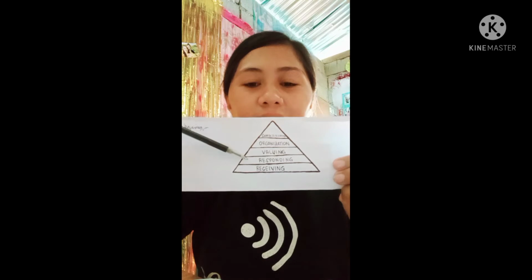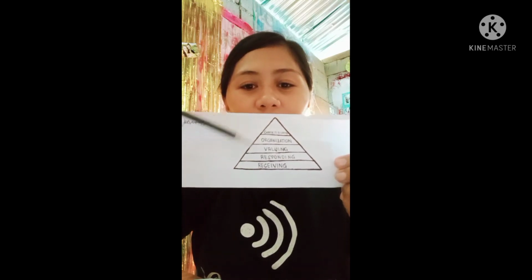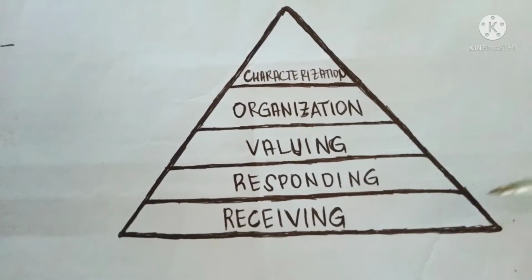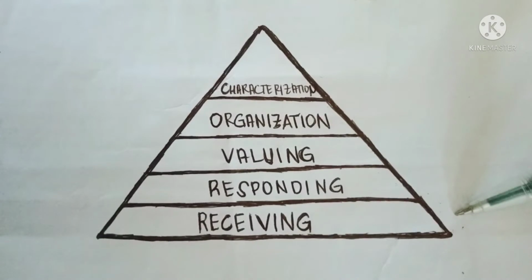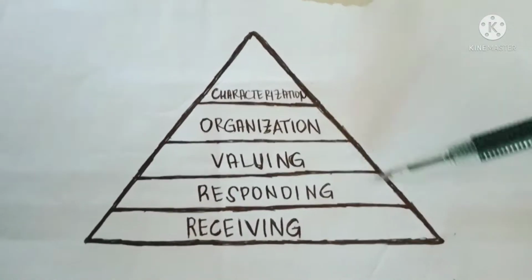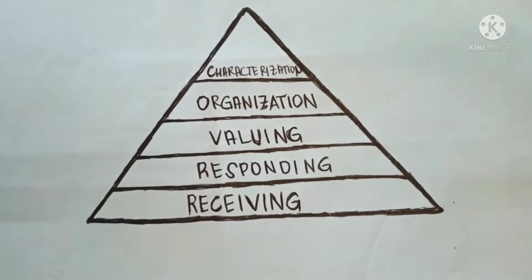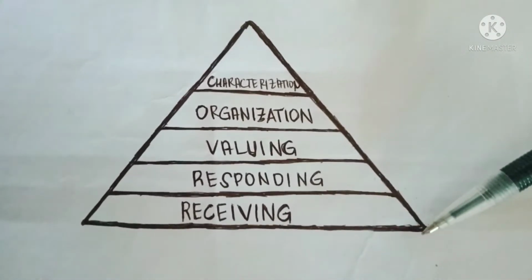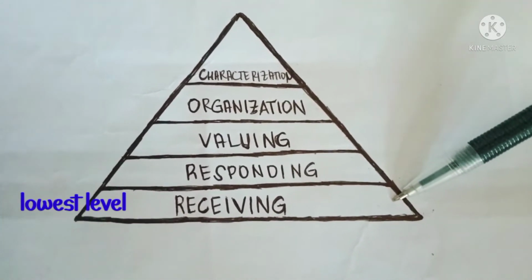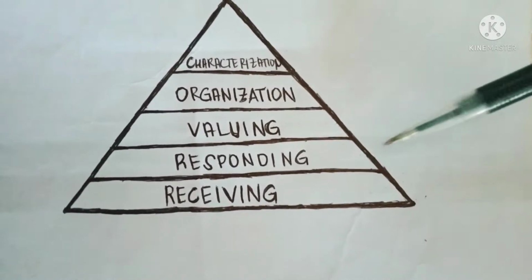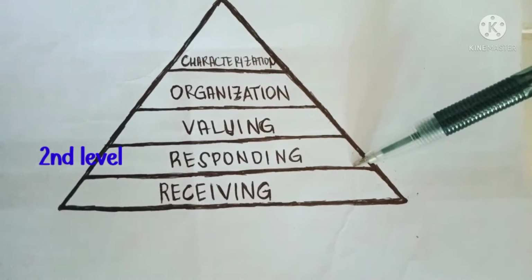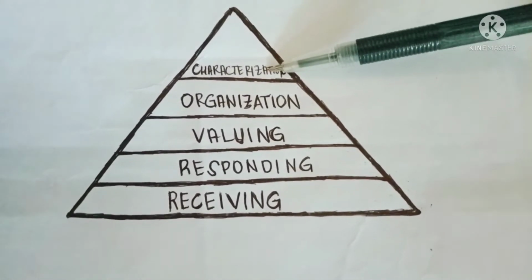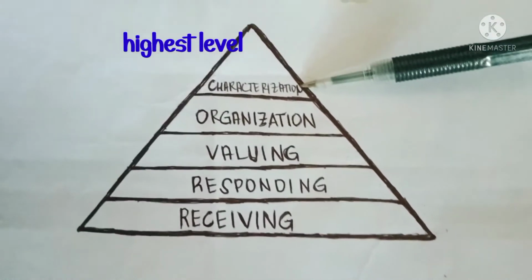If you can see this triangle, the 5 subdomains of the affective domain move from the lowest level to the highest level. And now, let us proceed to how to construct the affective domain. Receiving is in the lowest level. After receiving, responding is in the second level. Third is valuing. Fourth is organization. And the last one is characterization, which is in the highest level.